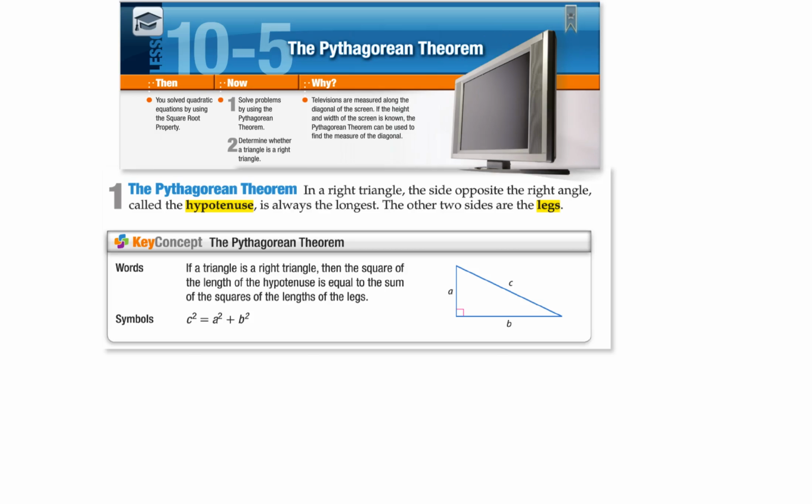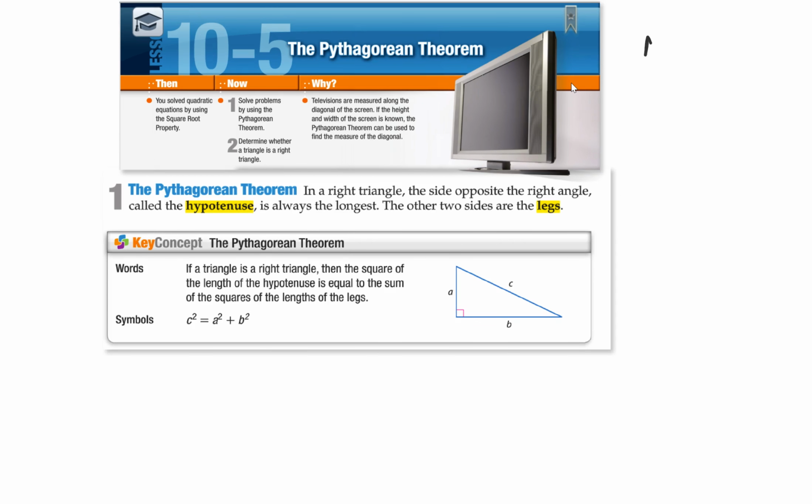10.5, the Pythagorean theorem. So the objective of this lesson, we're going to learn how to solve problems using the Pythagorean theorem, hence the name. The Pythagorean theorem has to do with right triangles, and we're going to use it to tell whether a triangle is a right triangle or not. We'll talk more about what a right triangle is in a second.